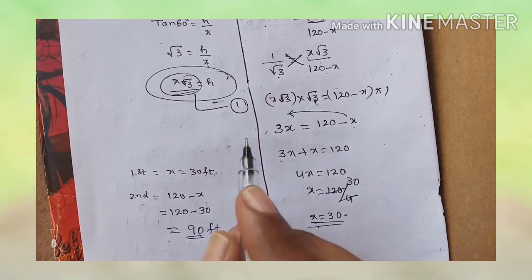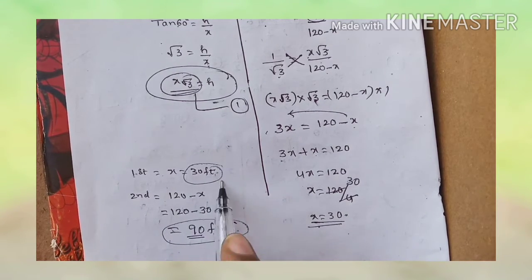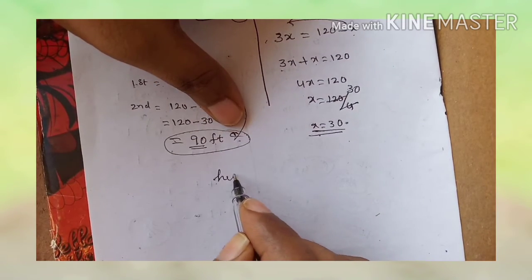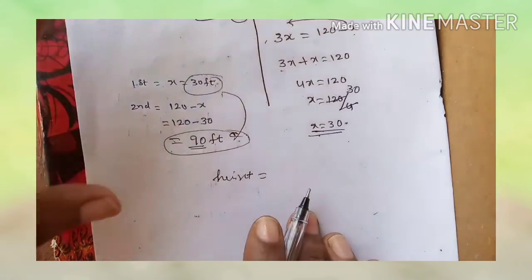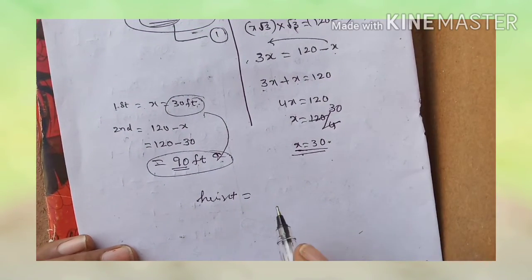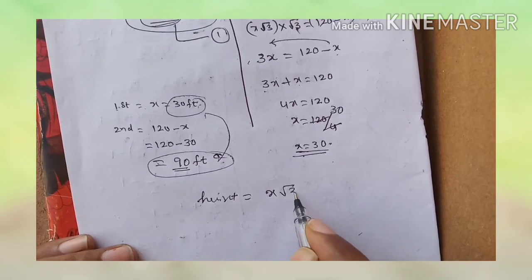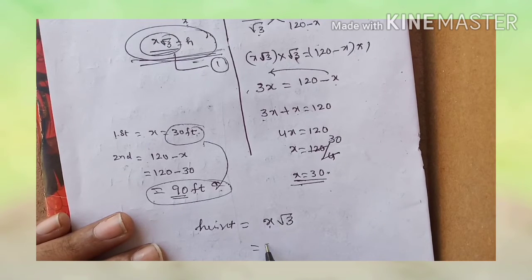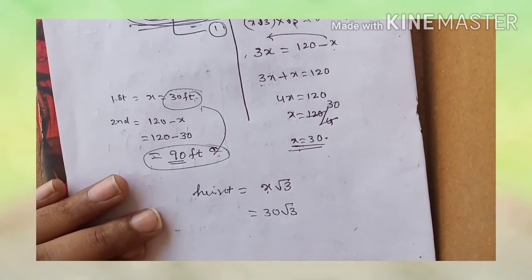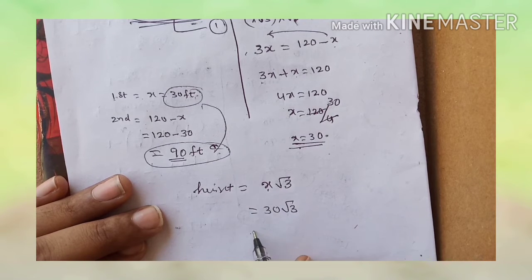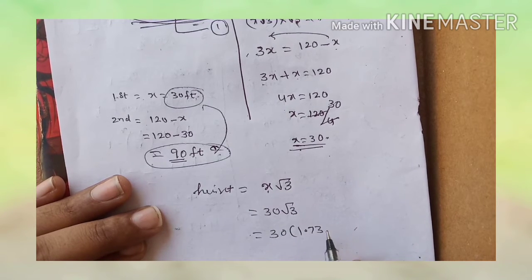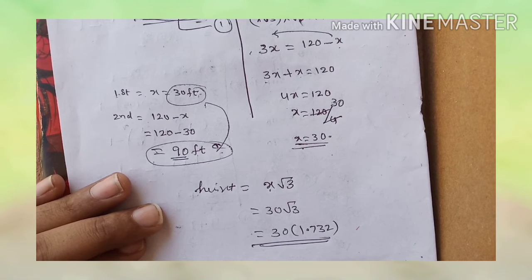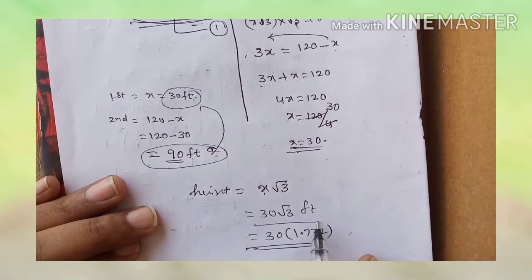The first distance is 30, and the second distance is 90, and also you have to calculate what is the height of the two poles. Height is equal to, what is the condition from the first one? Height is equal to x root 3. Now x value is 30, so 30 root 3. If you want, substitute the root 3 value 1.732. If you multiply it, you will get your result. Actually no need this much of feet.